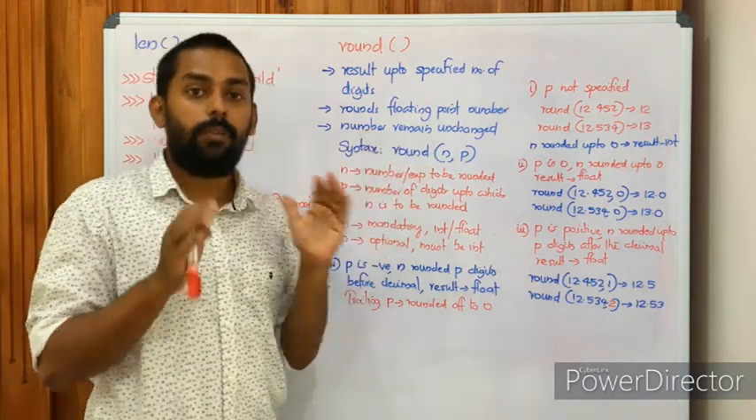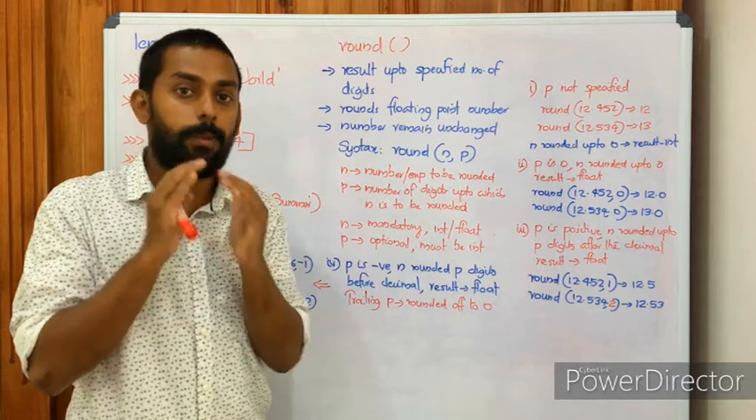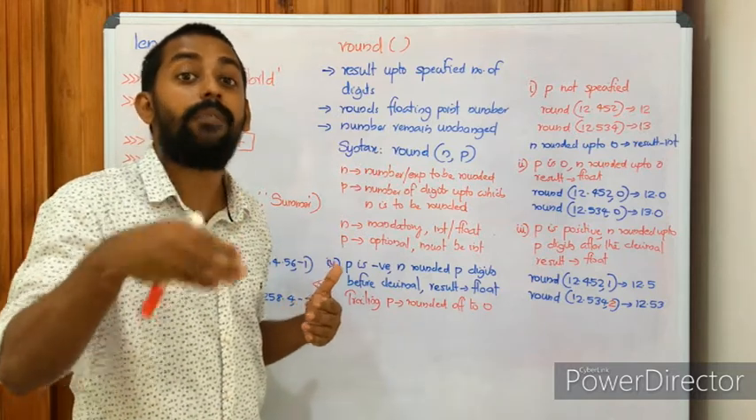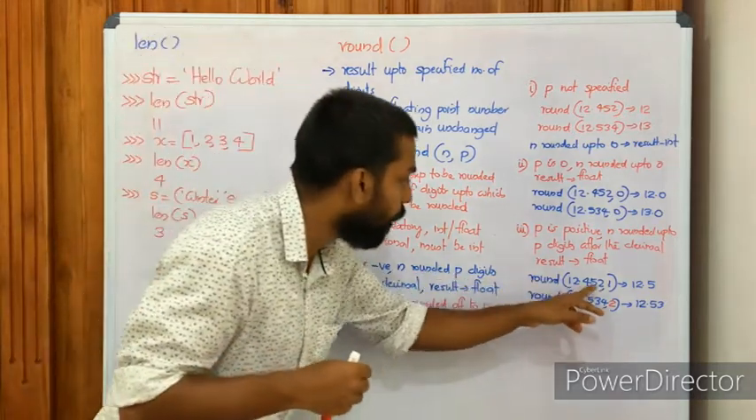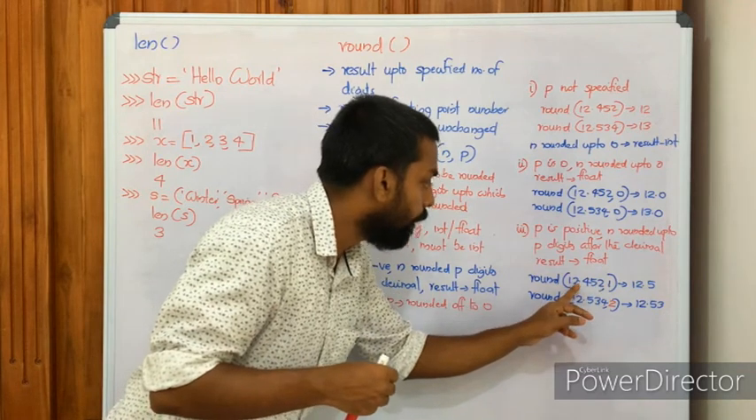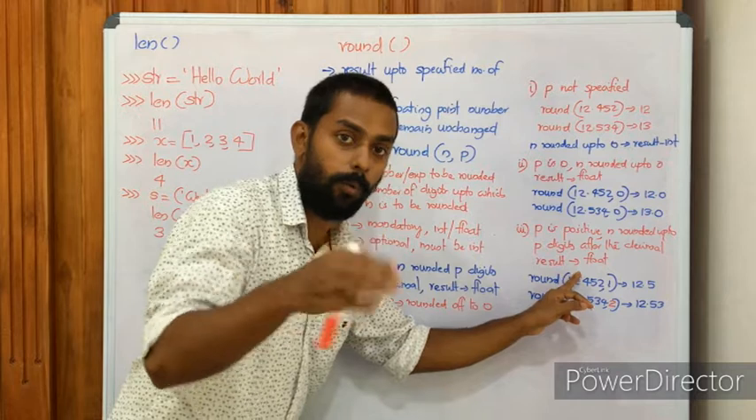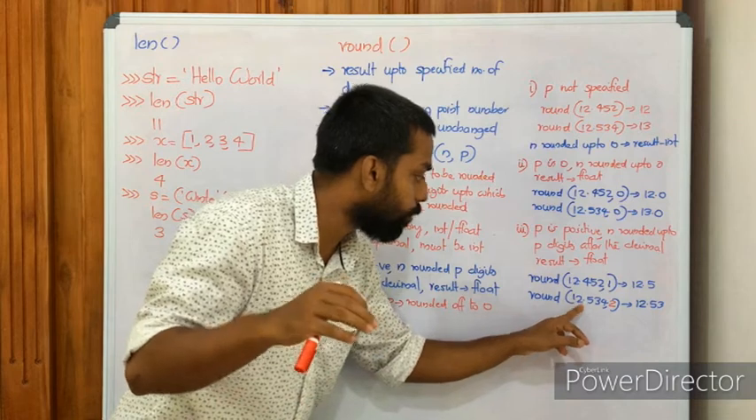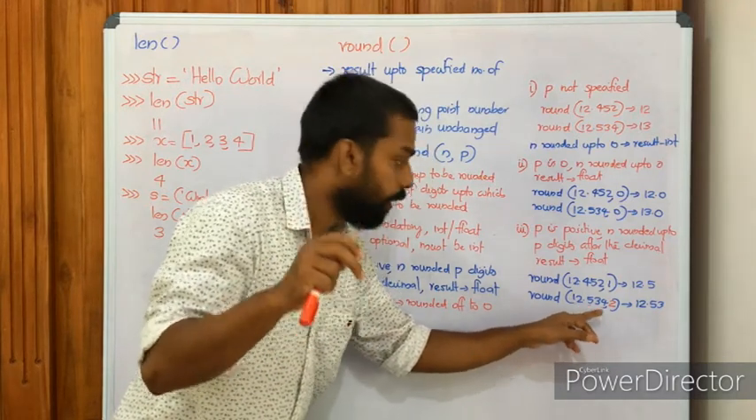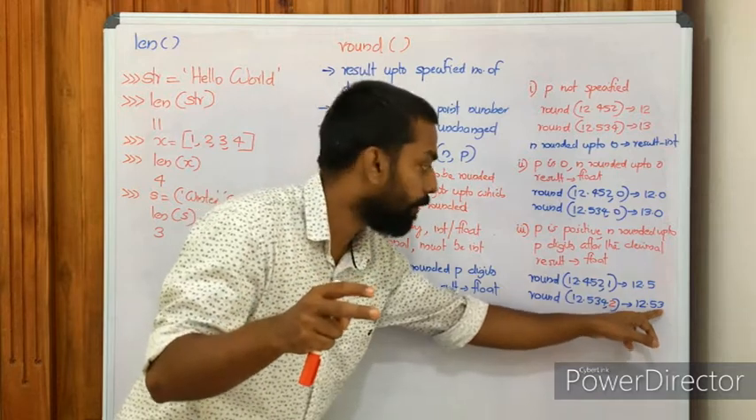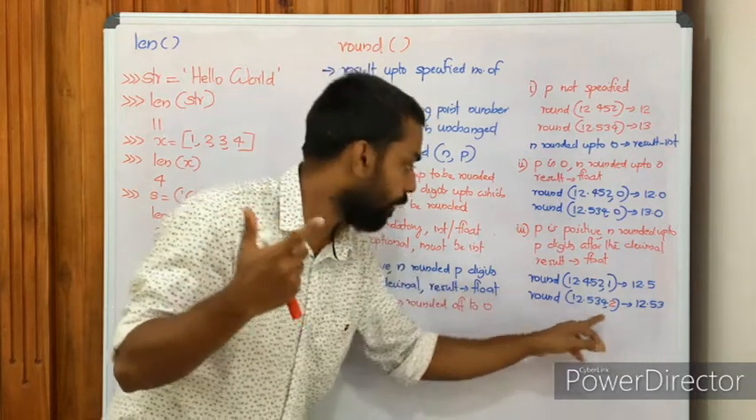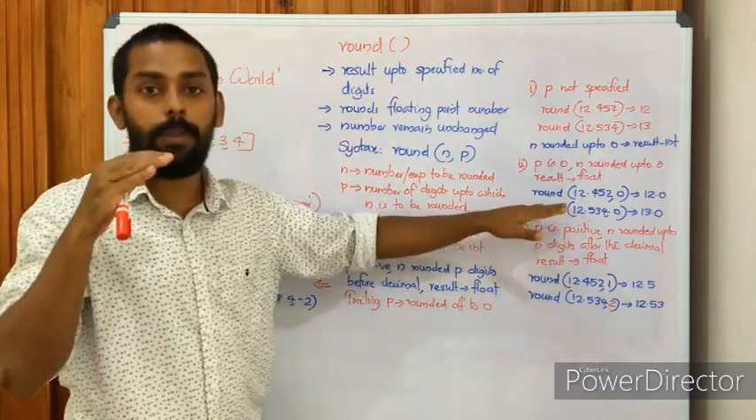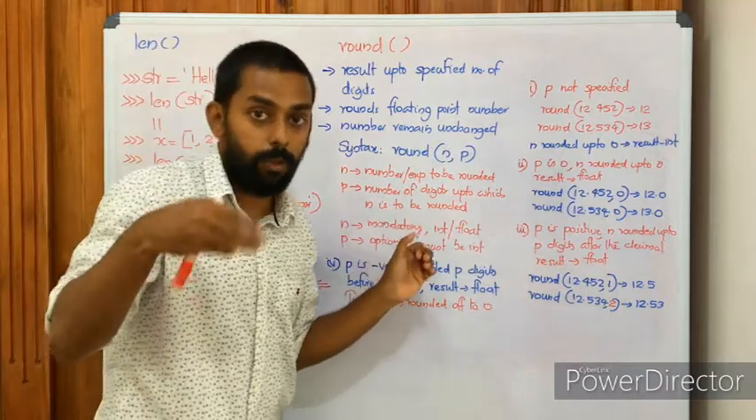So for the third case, we are specifying p. We can specify the value of p, and n will be rounded off to p number of digits after the decimal point. Here the value of p is 1, so it is 12.5, the 4 rounded off to 5. So only one digit after the decimal point. For the second statement, 12.534, 2, the value of p is 2, so after the decimal point we'll have 2 digits. That is 12.53. So this is how it works when we specify p as a positive number.